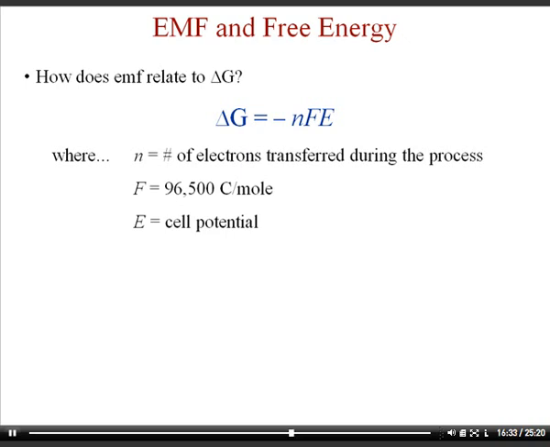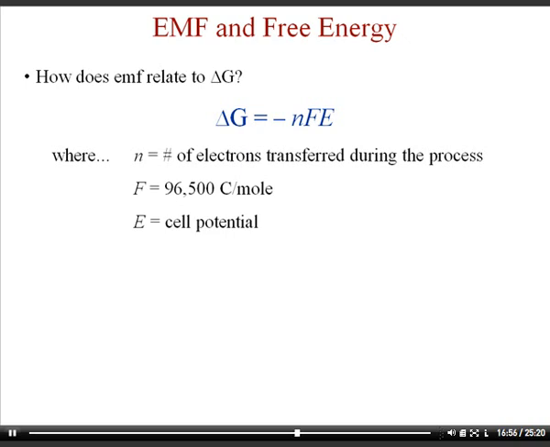Now, n stands for the number of electrons transferred during the process. It's just a pure number. Like in our zinc copper battery, the number of electrons transferred was 2. The F stands for the Faraday constant, which is 96,500 coulombs per mole, and E is the cell potential in the units of volts. When you do this calculation using number of electrons, coulombs per mole, and volts, delta G is going to be in units of joules per mole.